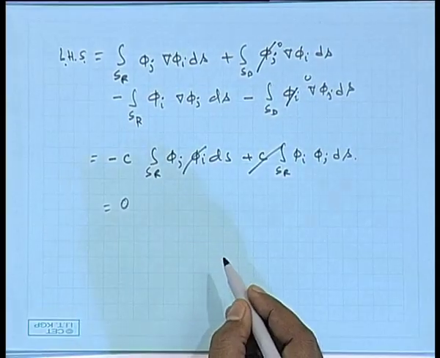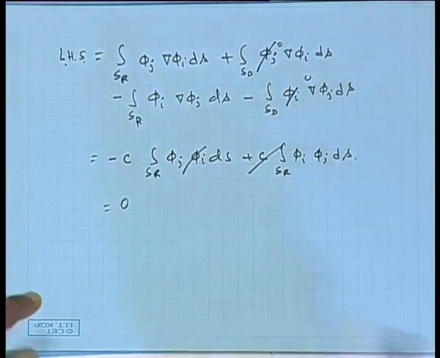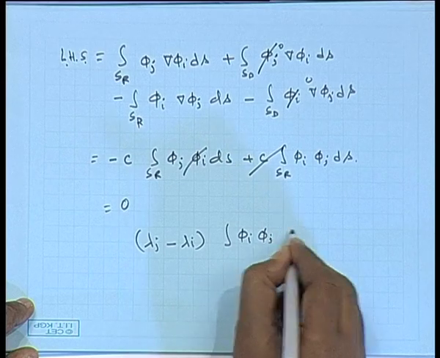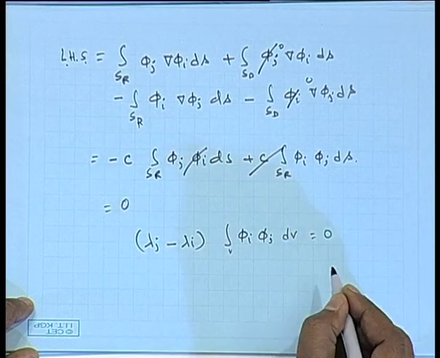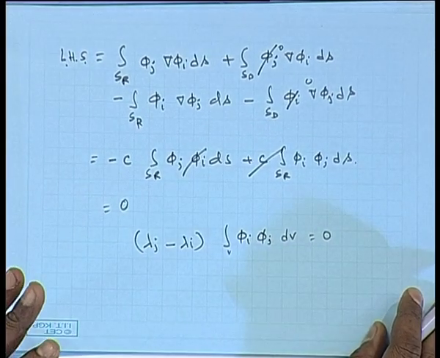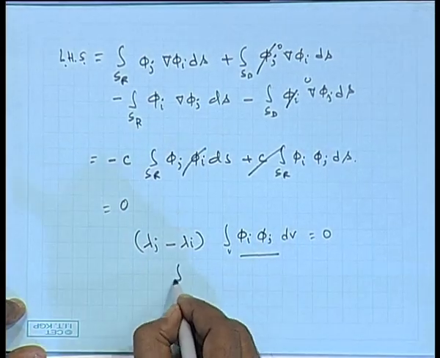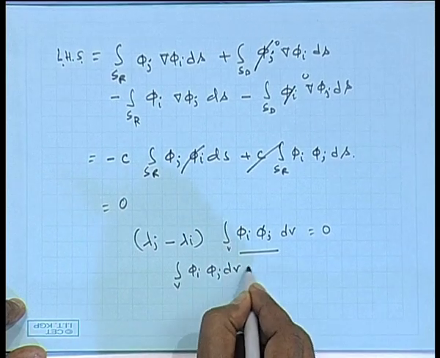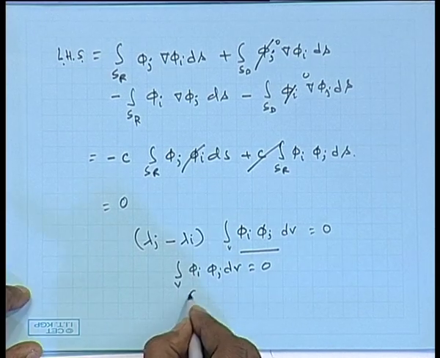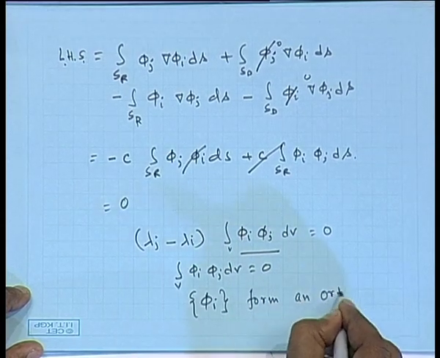So, the whole left hand side will turn out to be 0, and what you will be getting on the right hand side is lambda j minus lambda i integral phi i phi j dv is equal to 0, right. Since lambda i and lambda j are two distinct eigenvalues, they are not equal. That means this integral will vanish. That means integral phi i phi j dv is equal to 0. That means phi i will form an orthogonal set. So, all the eigenfunctions phi i form an orthogonal set.